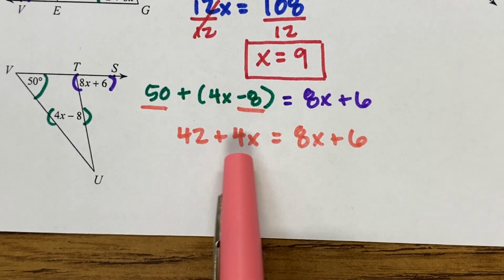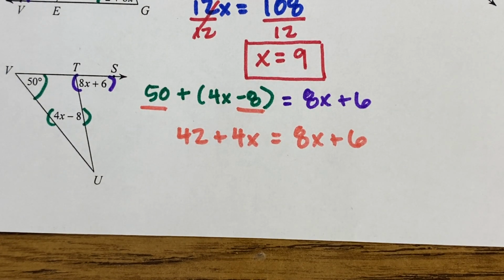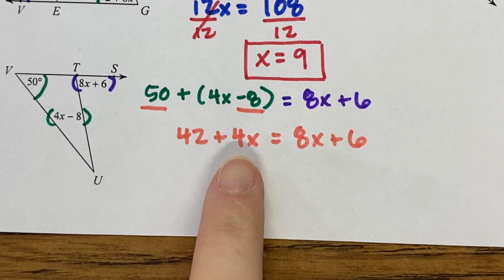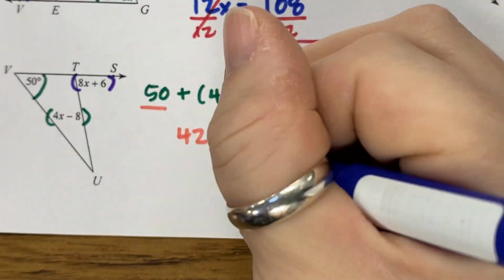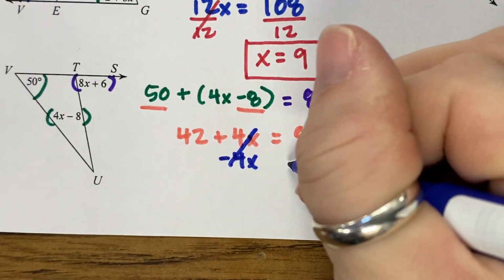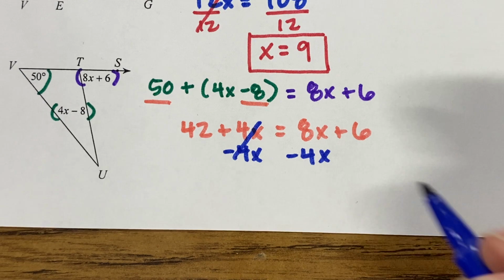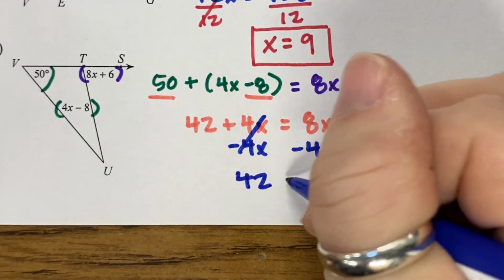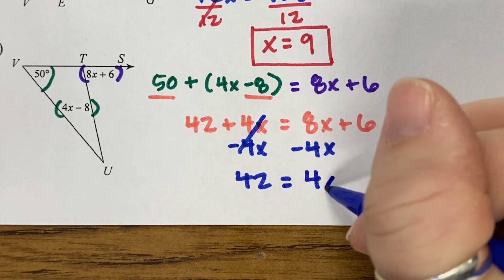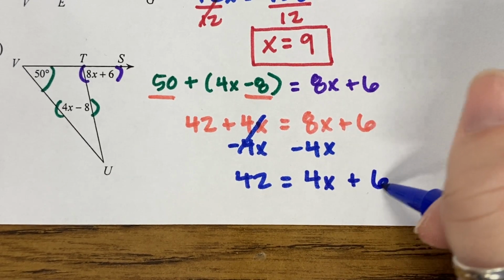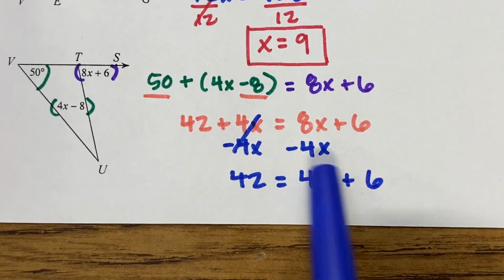So now I see that I have x's on both sides. I have 4x and an 8x, so I need to move them. Okay, so I like moving the smaller one. The smaller one is 4. So the opposite of plus 4x is minus 4x, that moves it to this side. I can only combine it with the x, right? Like terms. So I have 42 is equal to 8x minus 4x is 4x plus 6.